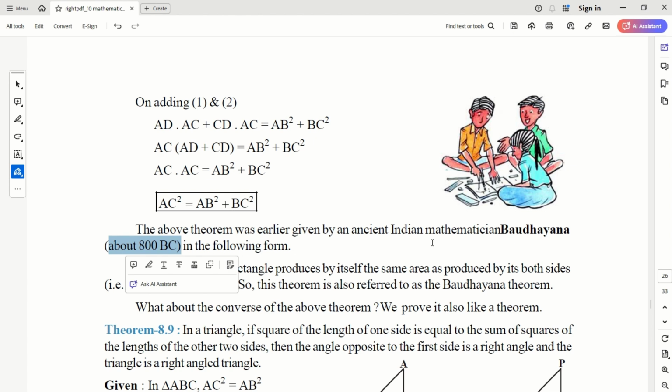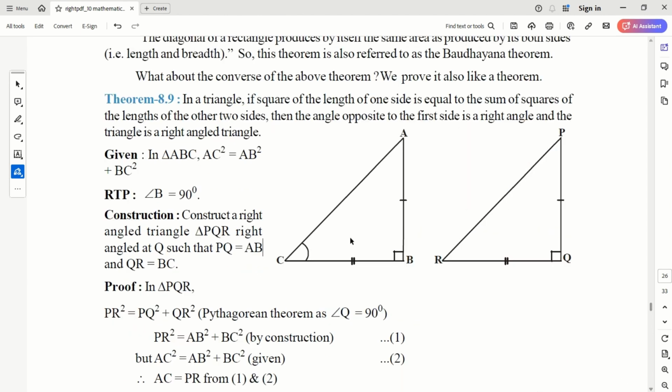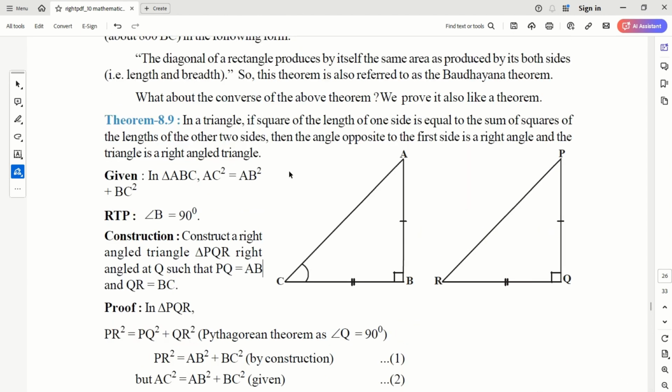Next, another theorem. In a triangle, if the square of the length of one side is equal to the sum of squares of the lengths of the other two sides, then the angle opposite to the first side is a right angle. This is basically exactly the reverse of the Baudhayana theorem. If AC square equals AB square plus BC square, then angle B is 90 degrees. That's what we are trying to prove now.